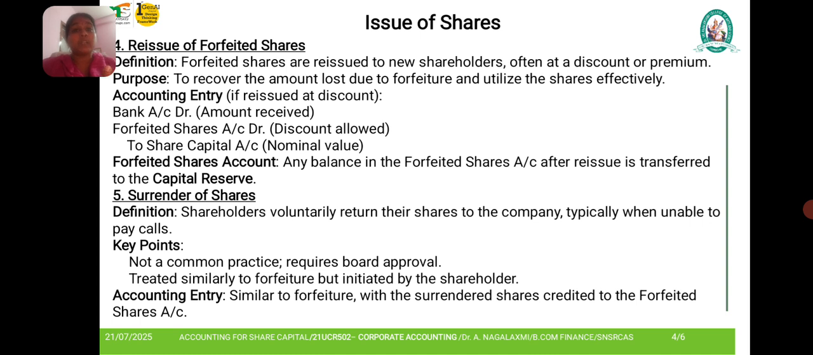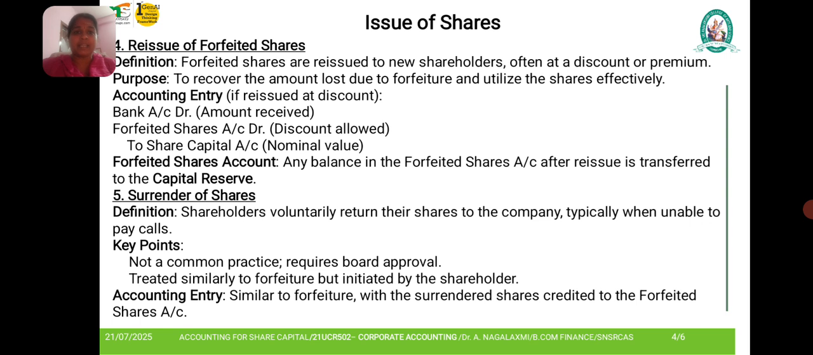What is the purpose of reissue? To recover the amount lost due to forfeiture and utilize the shares effectively. The journal entry is bank account debit, forfeited shares account debit, to share capital account. Any balance of the forfeited shares account after reissue is transferred to the capital reserve account.